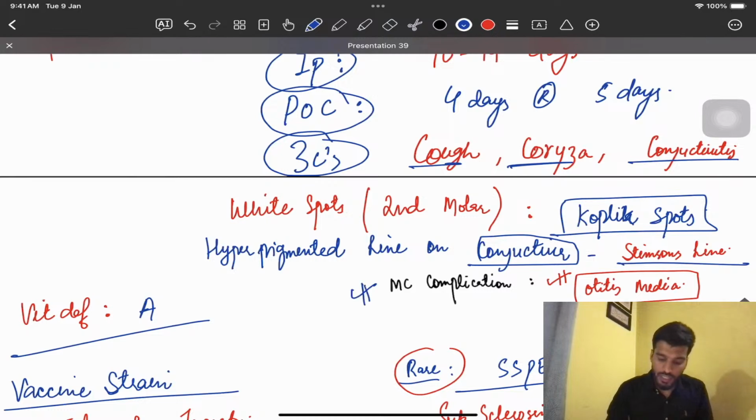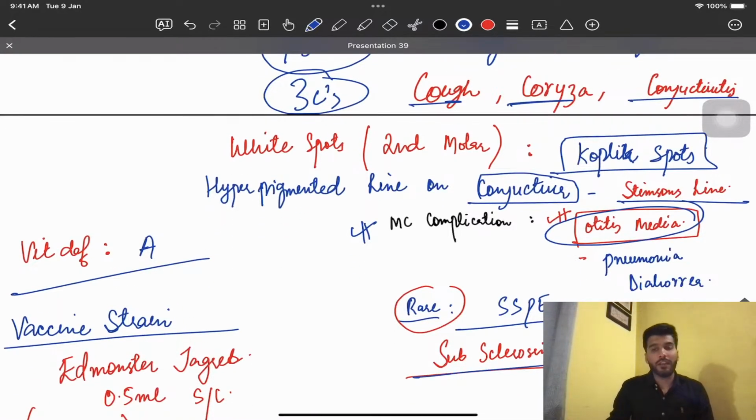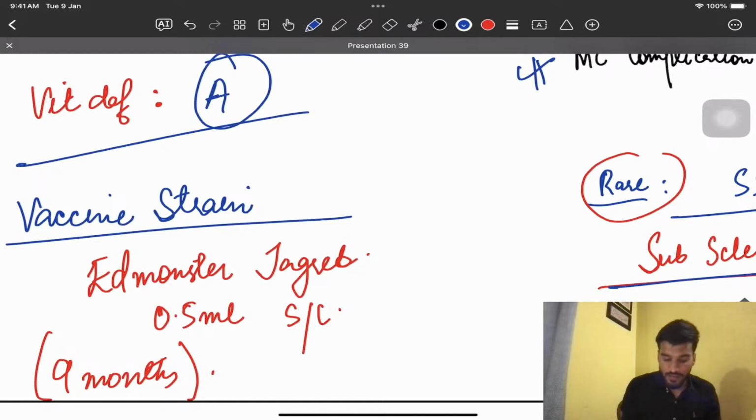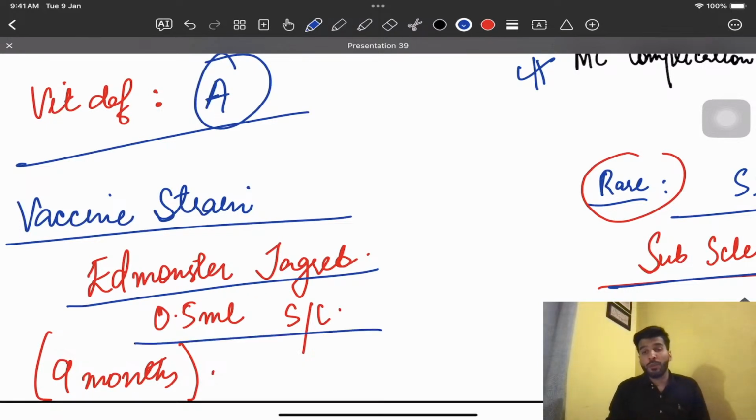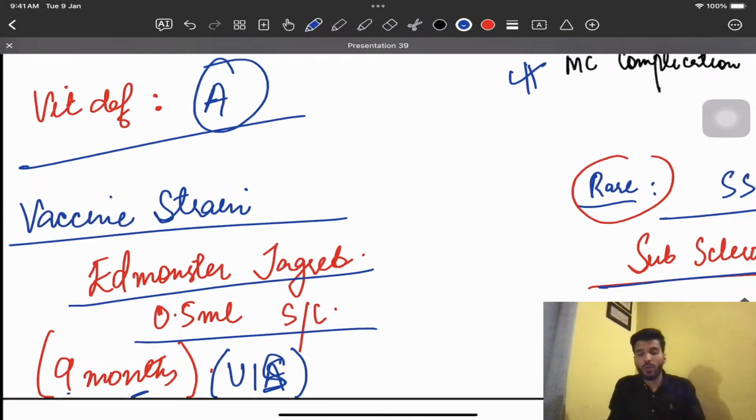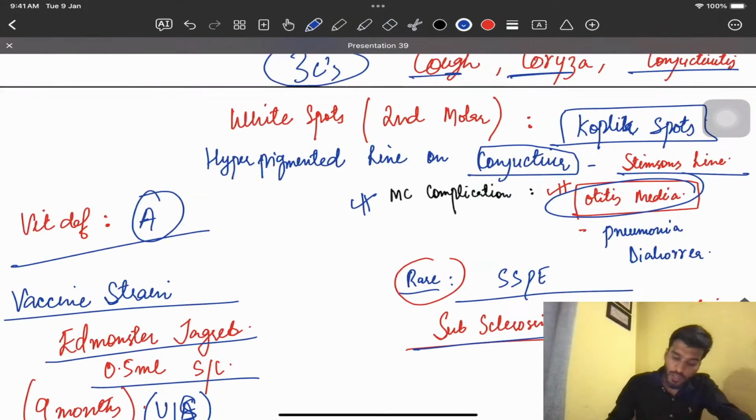The most common complication is otitis media. The rare complication is subacute sclerosing panencephalitis. The patient having measles will have vitamin A deficiency. The name of the vaccine strain is Edmonston-Zagreb. Measles vaccine is given 0.5 ml subcutaneous, as per the UIS, Universal Immunization Schedule, at 9 months. So it was all about measles.